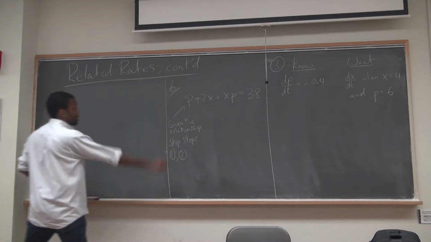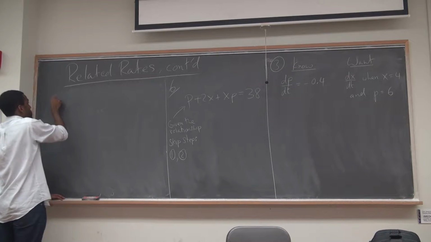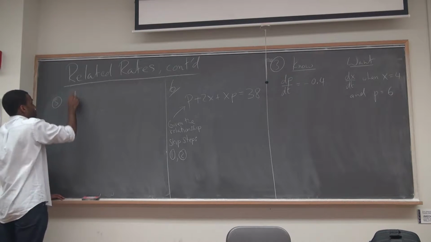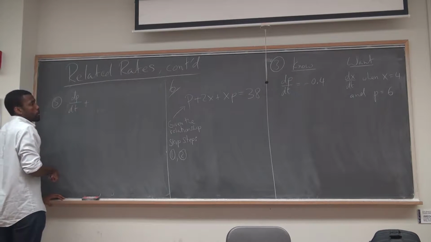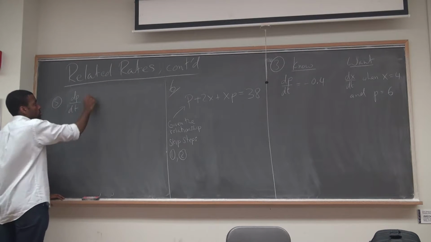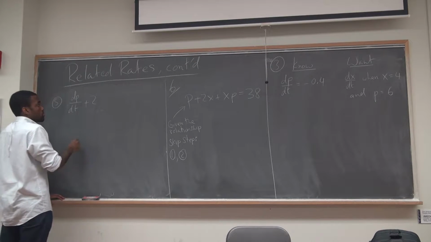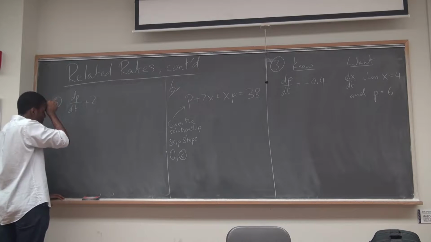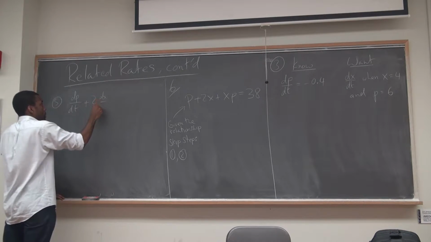Implicitly differentiate. The first one is just literally dp/dt, plus 2x dx/dt. The derivative of x squared is 2x, and the derivative of 2x is just 2, so 2 dx/dt.